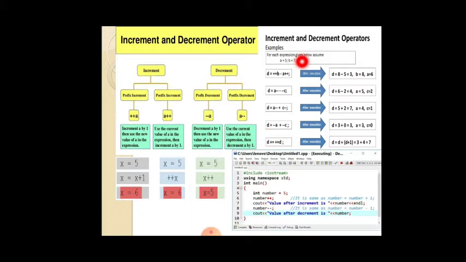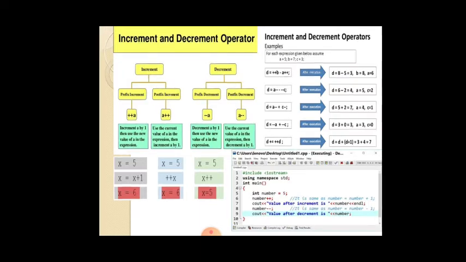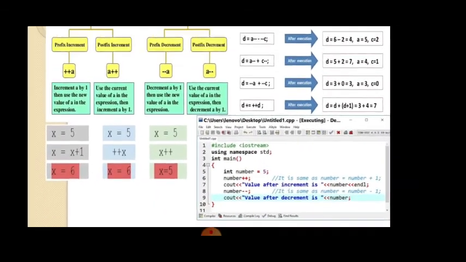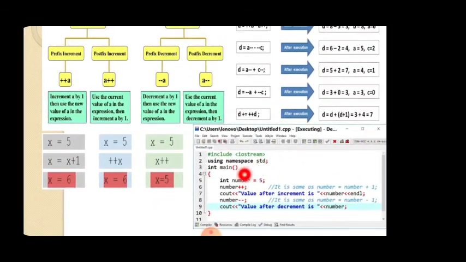So you can just see some of the examples here. D is equal to plus plus B, A plus plus. Go through these examples carefully. Then x is equal to 5, plus plus x is 6. x is equal to 5, x plus plus is 5. So an example I have given here, number plus plus, number minus minus.